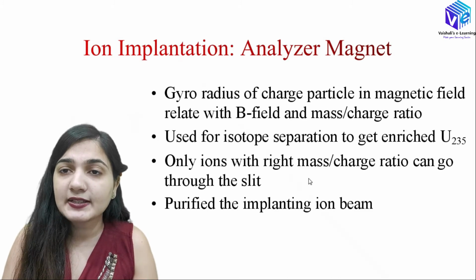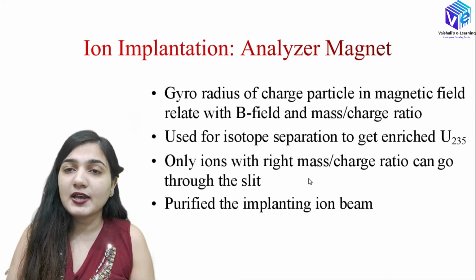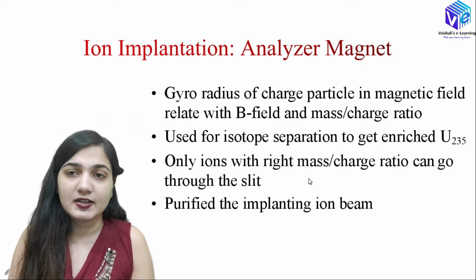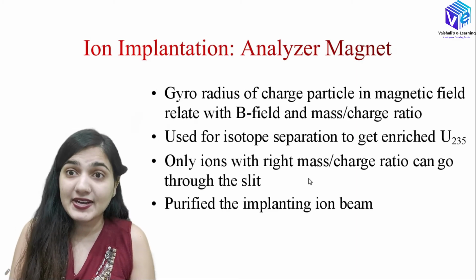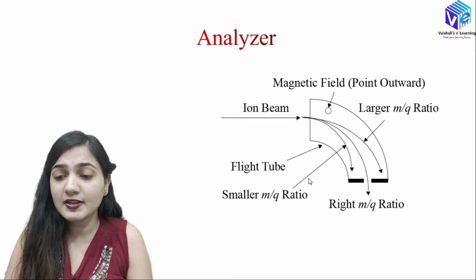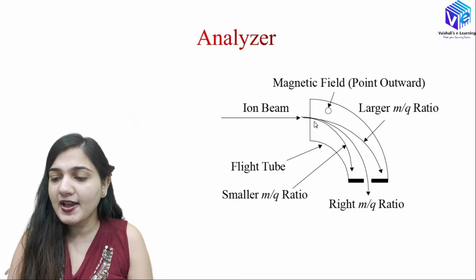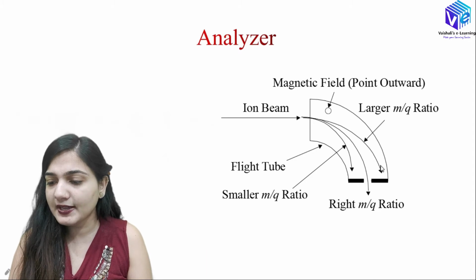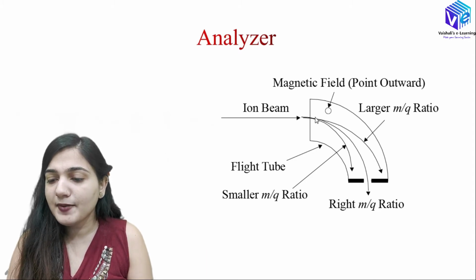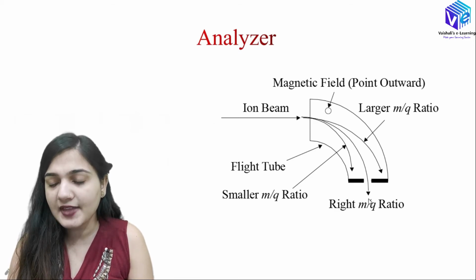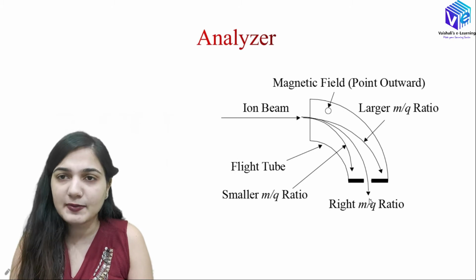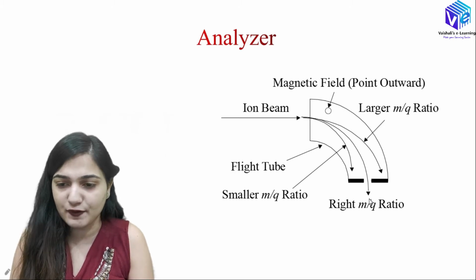And how am I sending that? With the help of the analyzer magnet. So I hope now you don't have any doubt about the use of the analyzer magnet. You can see it here. If I have a larger mass to charge ratio, it will deflect less, and if I have a lower mass to charge ratio, it will deflect more. The right mass to charge ratio will go through the slit, and this is how I get the perfect beamline with the perfect charges that we want.